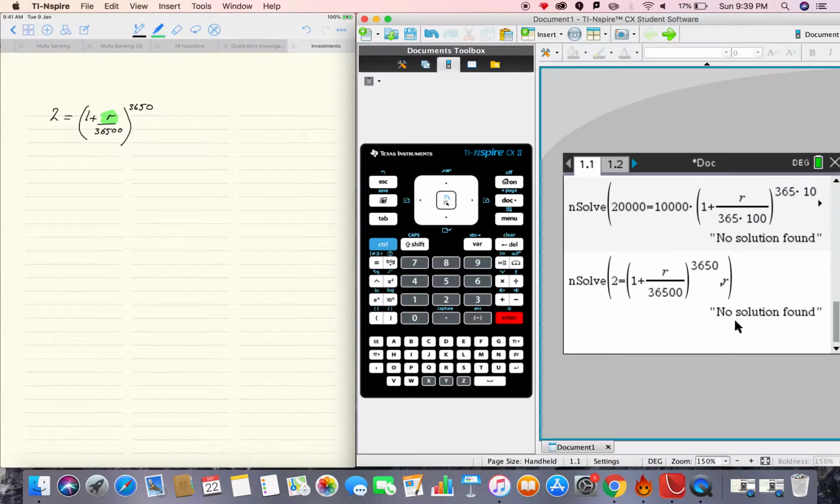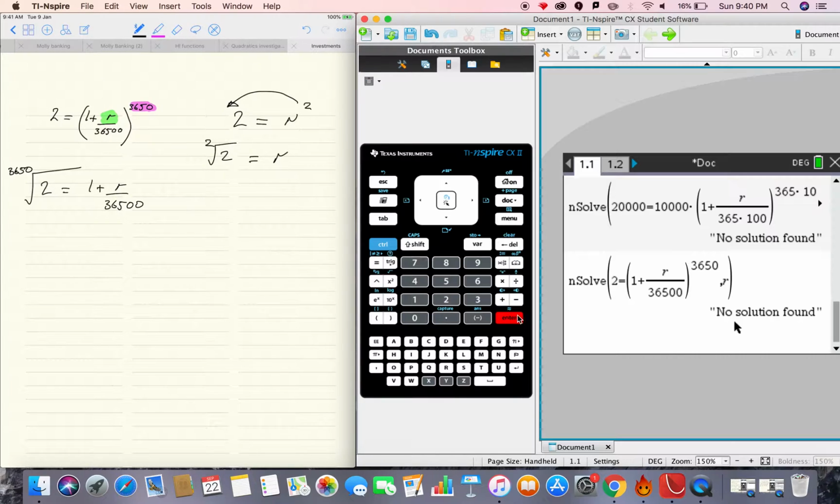So the usual trick is to undo outside the brackets first. So the first thing I'm going to try and do is get rid of this power of 3650. Now, if I had 2 equals r squared, the squared would come across and do the opposite. And so you'd have r equals the second root of 2. So we can do the same here. 2 equals 1 plus r over 365 all to the power 3650, and the 3650 comes over and becomes the 3650th root.